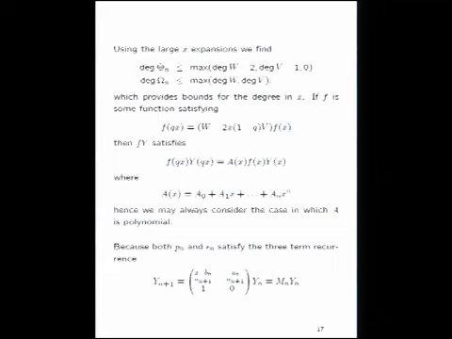Okay, so you can look at the large x expansions and you automatically show that the degrees are bounded by this, which is quite simple. So given a weight, that provides you with immediate bounds for what the polynomial part of this linear problem should be.